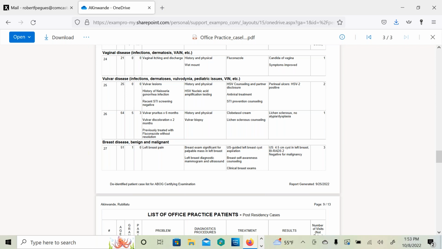I don't do this, but you could do laser. Laser, exactly. As well. Could we do laser ablation for focal VIN2? Yes, you could. Very good. They're all on the table.